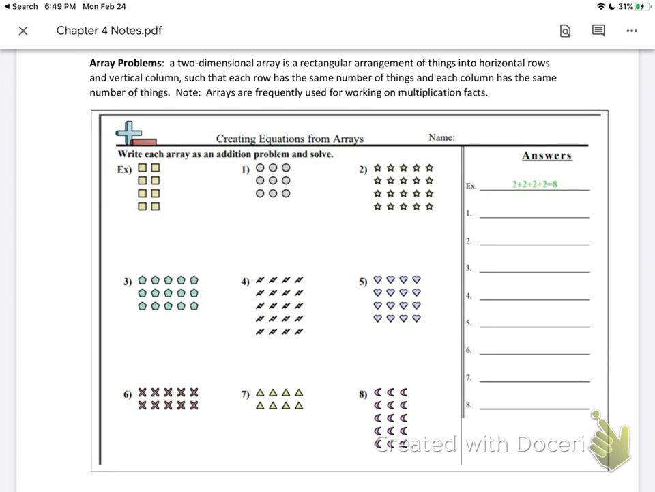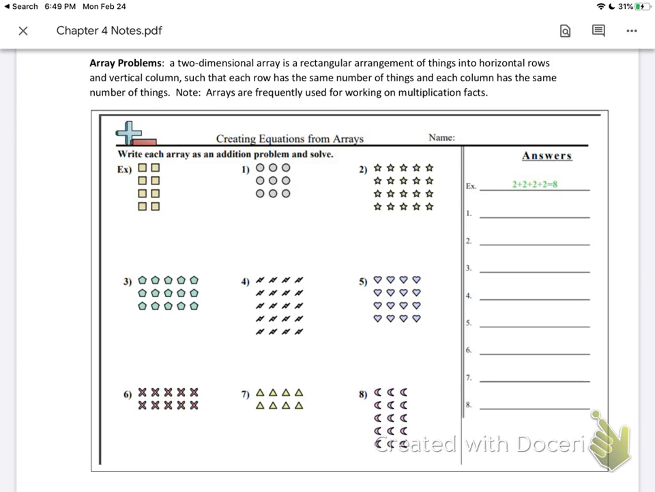Okay, so in this figure, we're going to create equations from arrays. They say write each array as an addition problem and then solve it. We're going to do this all over to the side. I'm also going to ask you to write each array as a multiplication problem, just to reinforce that multiplication and addition can go hand in hand. So let's do the whole thing as addition first.